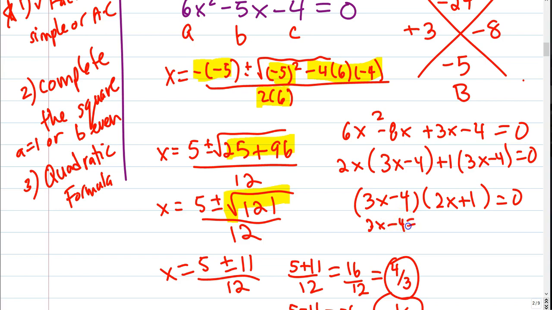3x minus 4 equals 0. 2x plus 1 equals 0. So x is equal to 4/3, and x is equal to negative 1/2. That would be easier for me. You don't have to. We're giving you a set of tools, but if it can factor, that would be the way I would solve it.